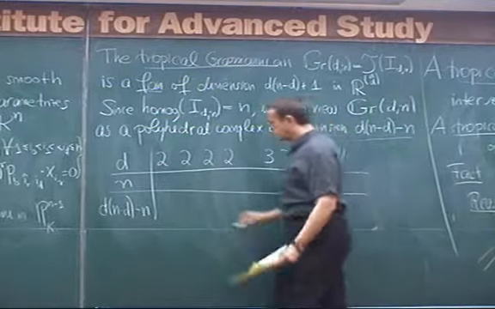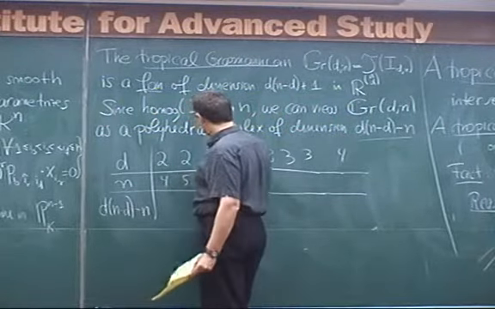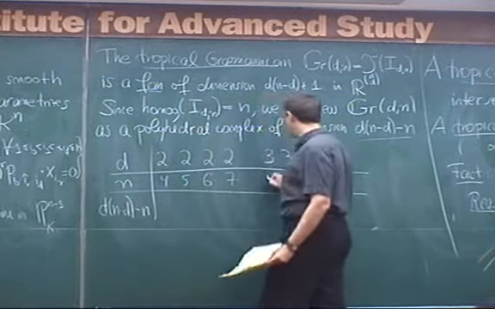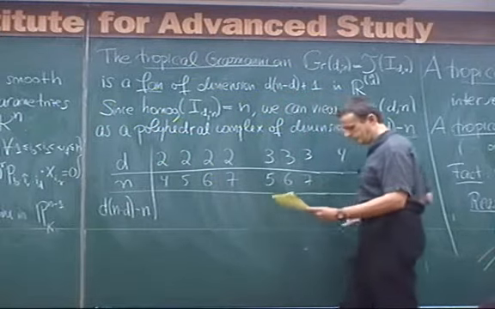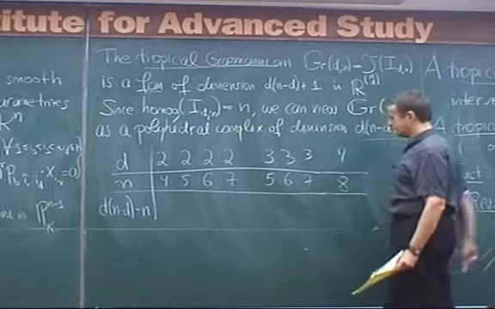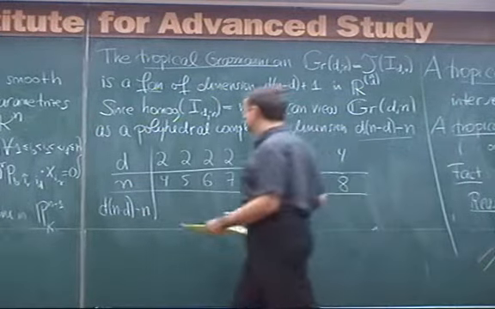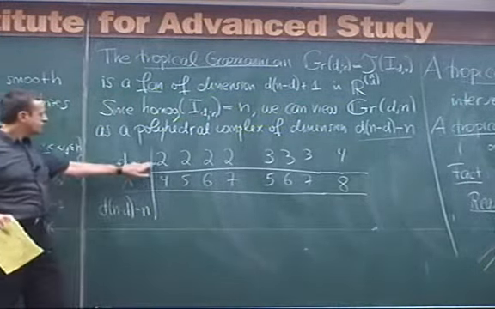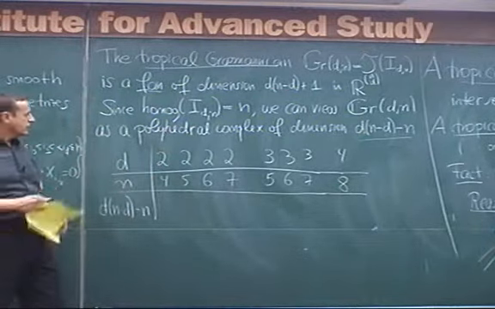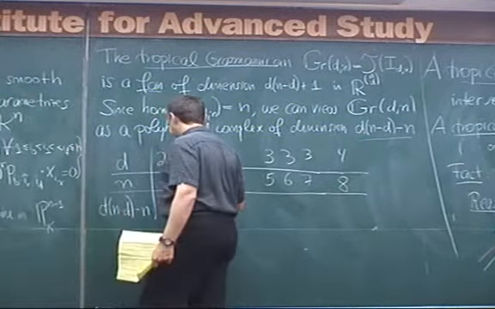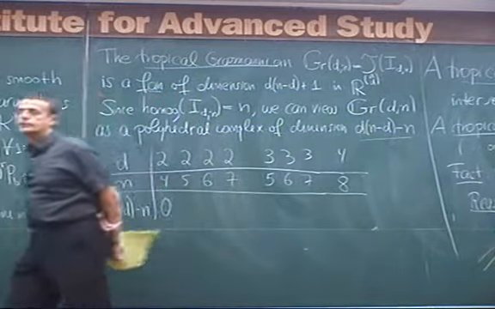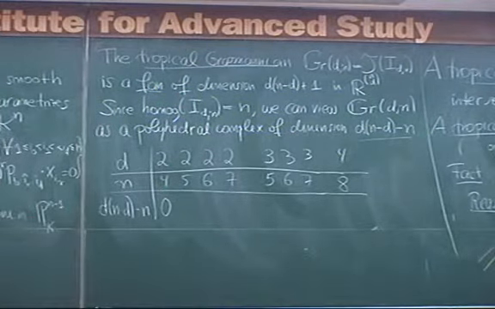So n could be 4, 5, 6, 7, maybe here it could be 5, 6, 7, then here the 8 is an interesting case. So then, okay, if we plug into this formula, so here if d is 2 and n is 4, then this becomes 0. Okay? So the tropical Grassmannian G24 is a zero-dimensional polyhedral complex.